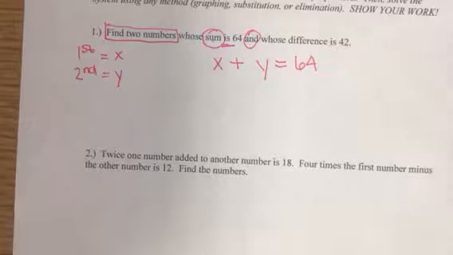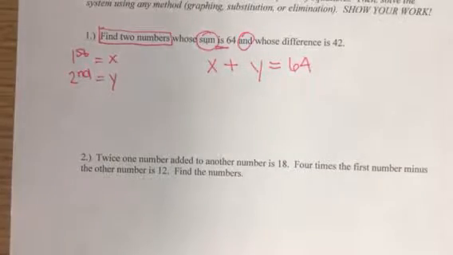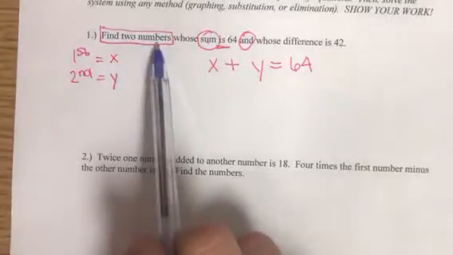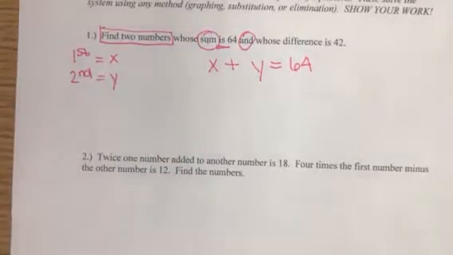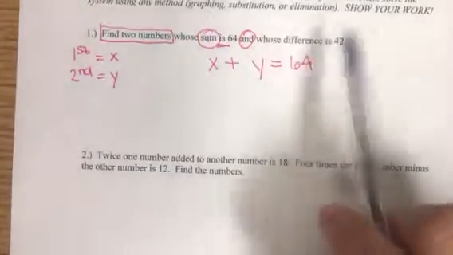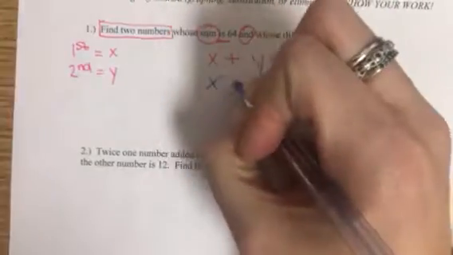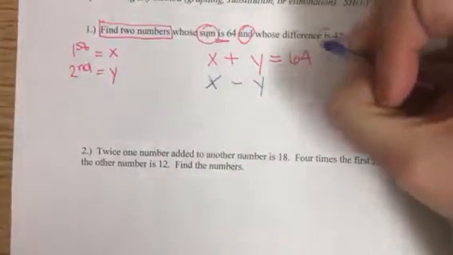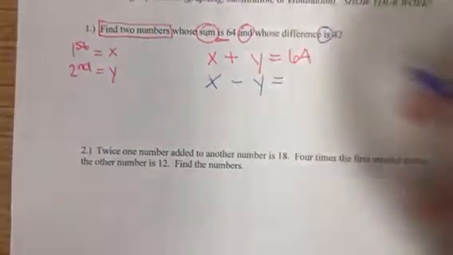Because it can be treated as a separate sentence, that means we need to start a new equation. So this first equation is done. We now need to start a second one. Okay, so this one says find two numbers. So our two numbers, right, we're representing with x and y, whose difference. So again, if we look at our list, difference is telling us to use subtraction. So we're going to subtract: x minus y equals 42.